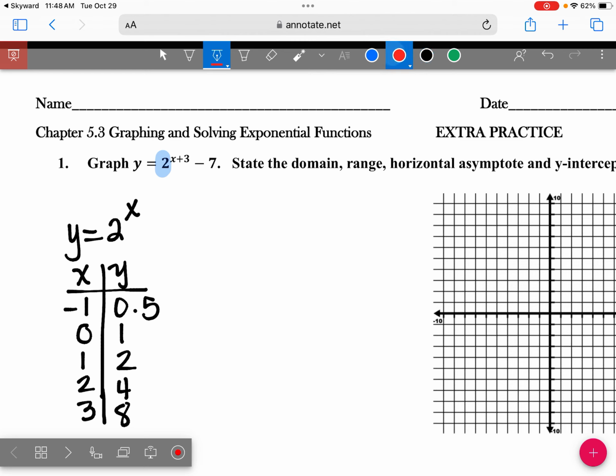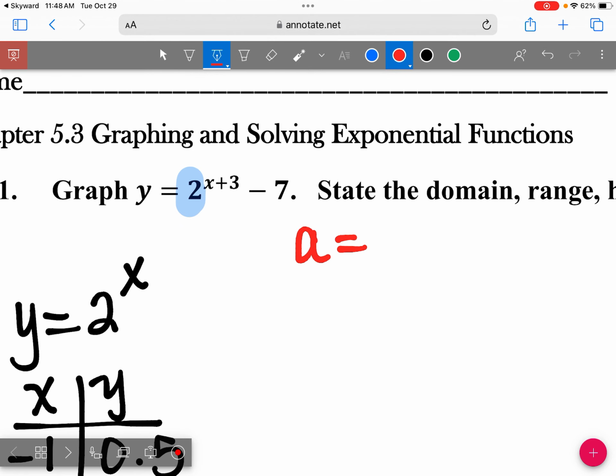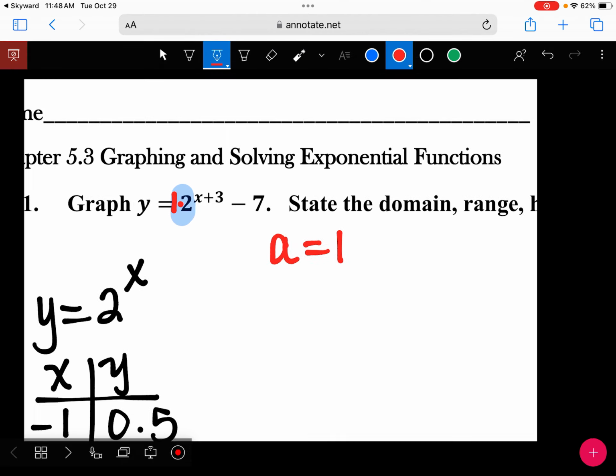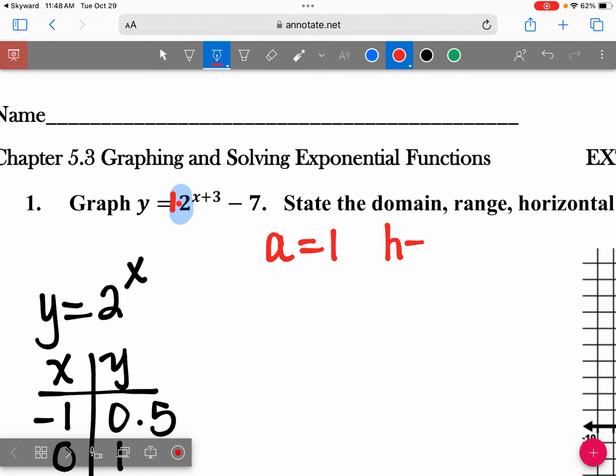Step number 2 is identify A, H, and K. So the number in front of the base is invisible. There's an invisible 1. So A is 1. H is always in the exponent, and you flip the sign.